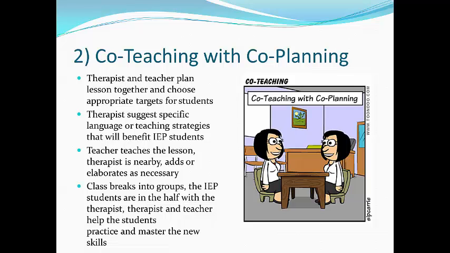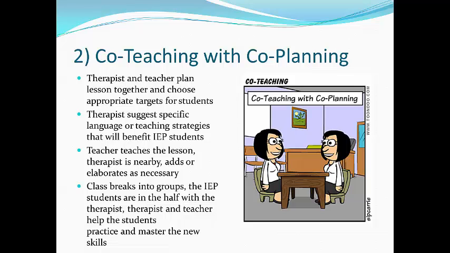The second model that we're going to look at is co-teaching with co-planning. So in this example, the therapist and the teacher are going to plan their lesson together and choose appropriate targets for the students. The therapist will suggest specific language or teaching strategies that will benefit the students on the IEP. So if the teacher is saying, let's work on, let's say, the water cycle, then the therapist will say, you know, my kiddos are really having trouble with vocabulary. So how about if we work these vocabulary strategies into your lesson on the water cycle?